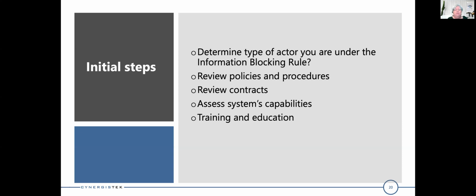And as I said, as I go through each of these, I think it's going to be readily apparent, if it isn't already, that there are a multitude of business units within your health system that could very well be impacted here. So one of the more important things to consider is determining what kind of actor you are under the information blocking rule. You're going to have a number of policies and procedures you need to review. You're probably going to have to review your contracts. You're going to want to look at system capabilities that you have today and what, if anything, might need to change about that. And then, of course, training and education considerations. So let's go through each of these.